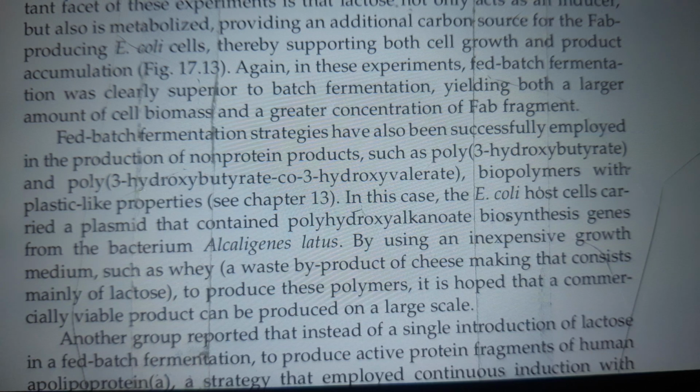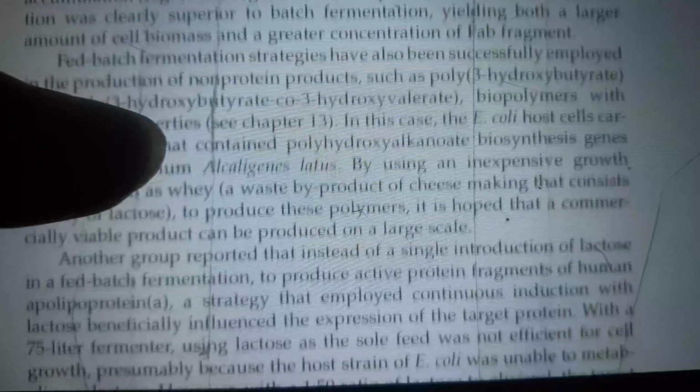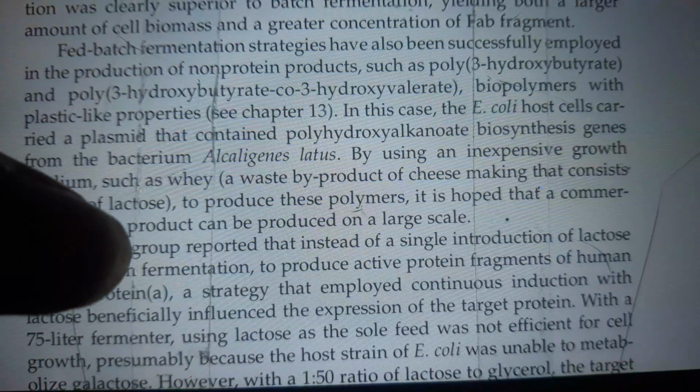An important facet of these experiments is that lactose not only acts as an inducer but also is metabolized, providing an additional carbon source for the Fab-producing E. coli cells, thereby supporting both cell growth and product accumulation. Again, in these experiments, fed batch fermentation was clearly superior to batch fermentation, yielding both a larger amount of cell biomass and a greater concentration of the Fab fragment.